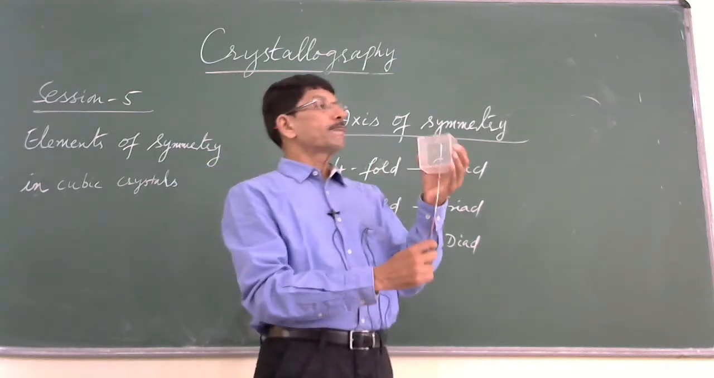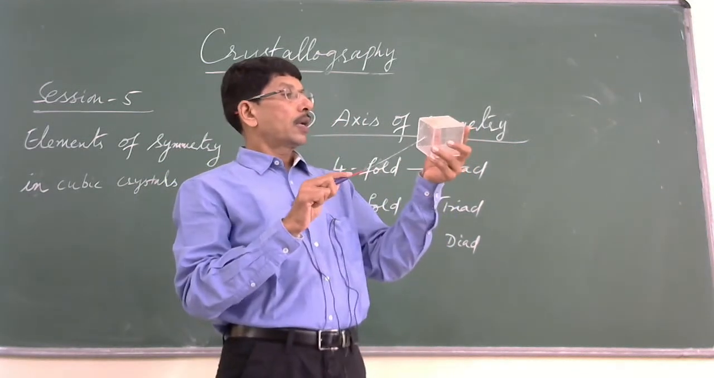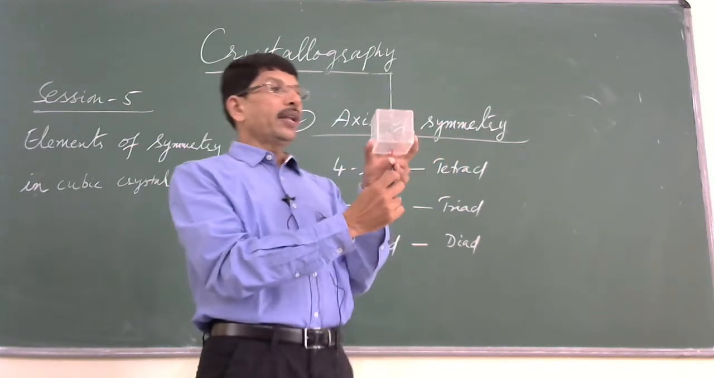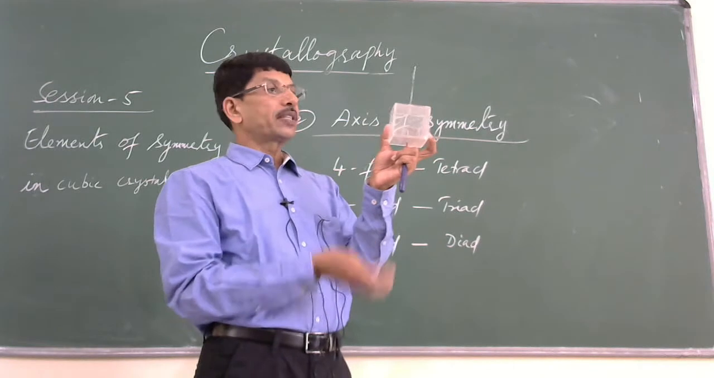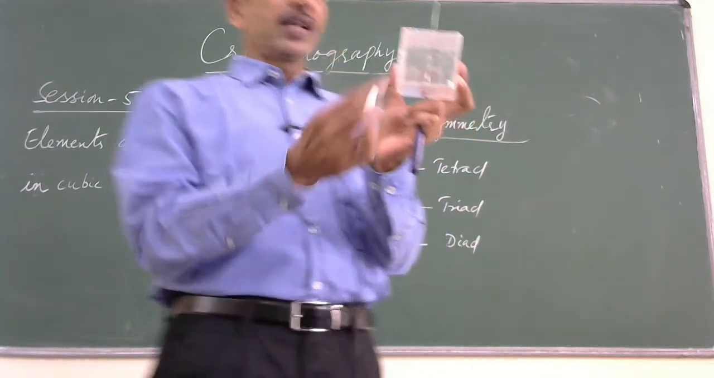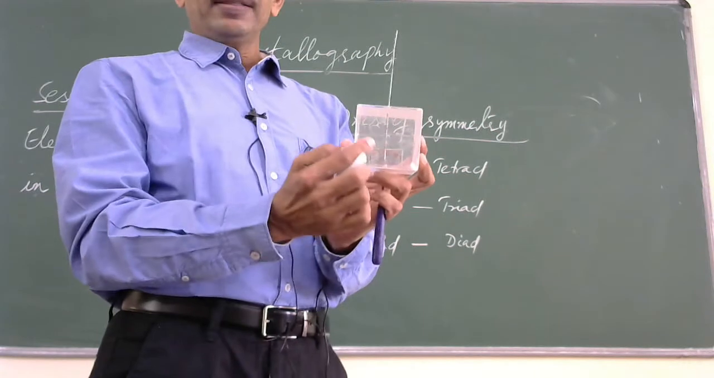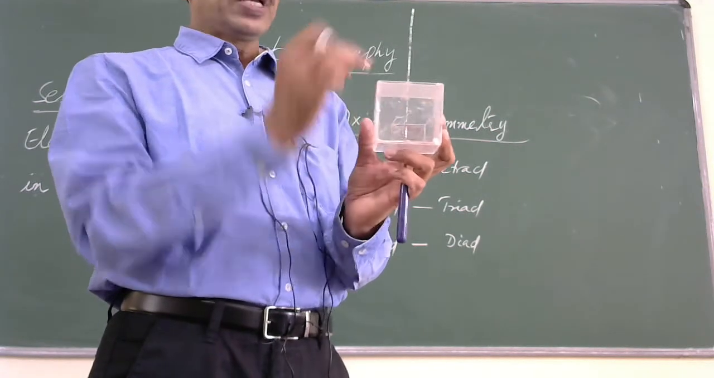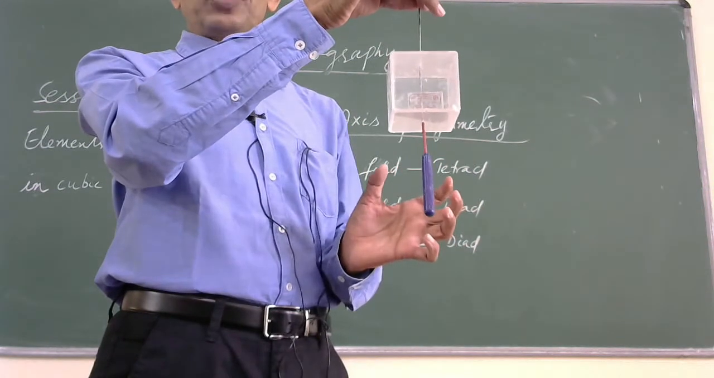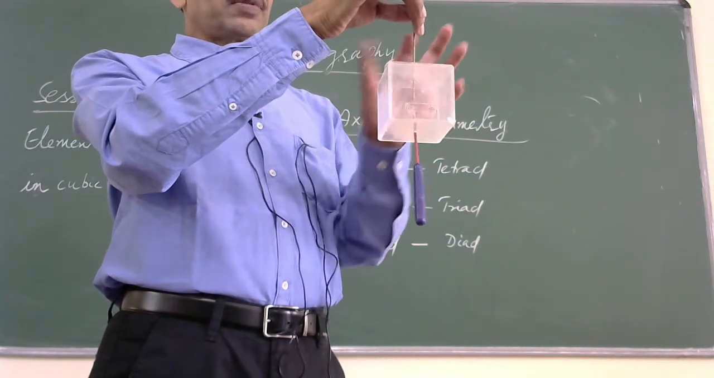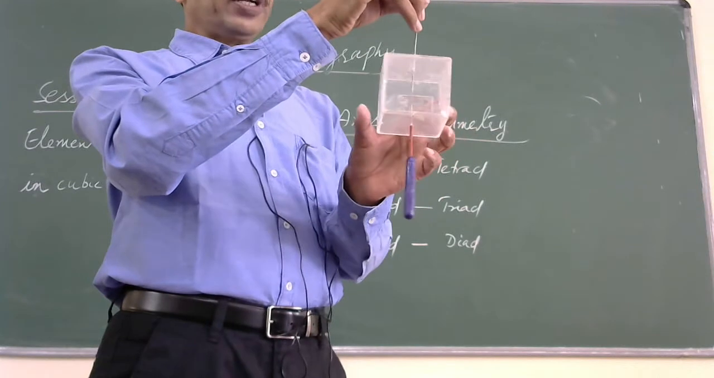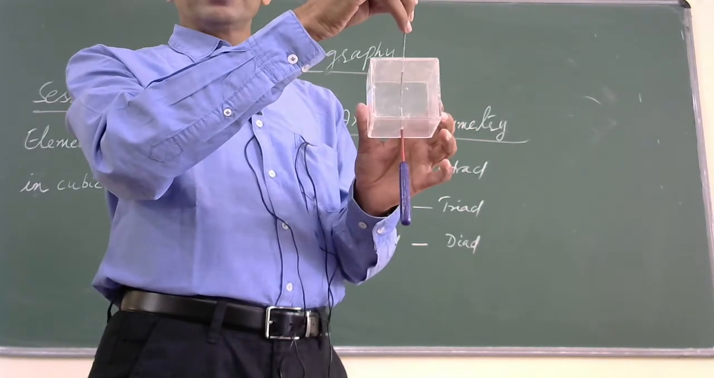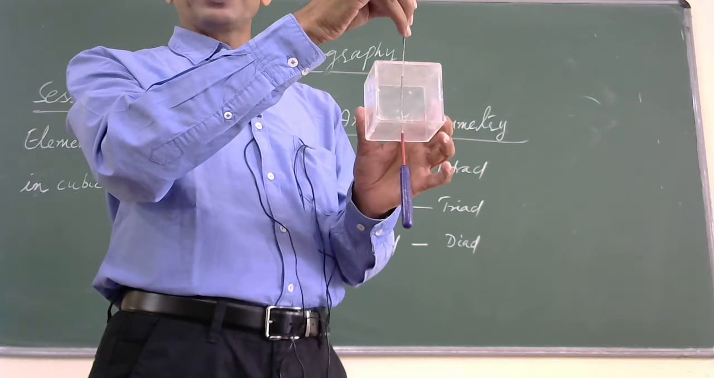So this is one 4-fold axis of symmetry. So when you look at this model, there is a sticker here. There is a sticker here. This is the initial position of the crystal, and this is your 4-fold axis of symmetry. Now, about this axis, if you rotate the crystal by 90 degrees, look at the appearance. Crystal is giving the same appearance.